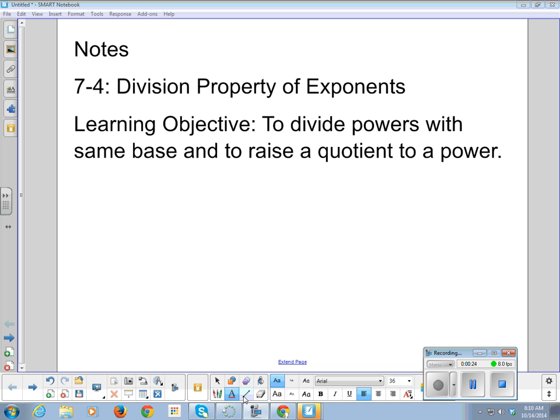So just for some math talk, what does quotient mean? And if you want a hint, divide. Yeah, quotient means to divide. And we talked about powers previously. That's when you do repeated multiplication of the same item. And we just need to make sure that they have the same base.